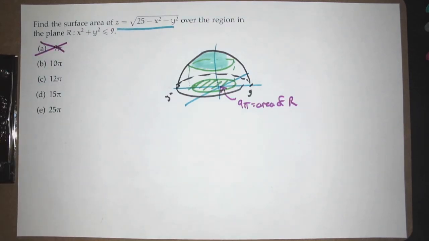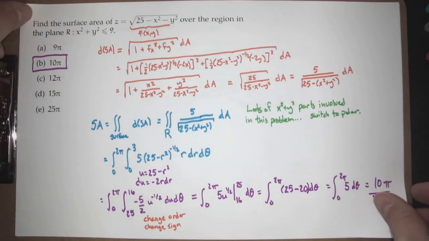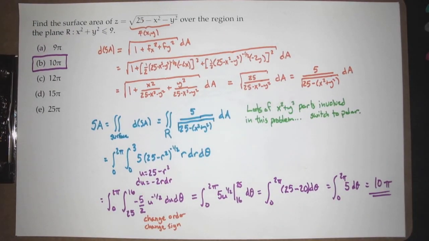All right, so now good, 1 in 4 chance. 10 pi, 12 pi, 15 pi, 25 pi. Did anybody work it out? Anyone want to guess? C? C sounds like a good guess, but B is the right one. 10 pi, just a little bit. Just 1 extra pi is all you got.